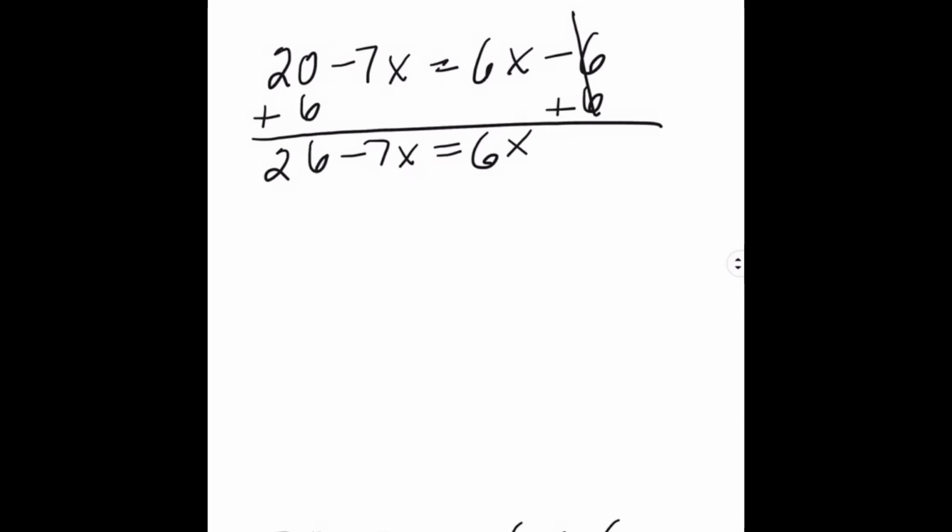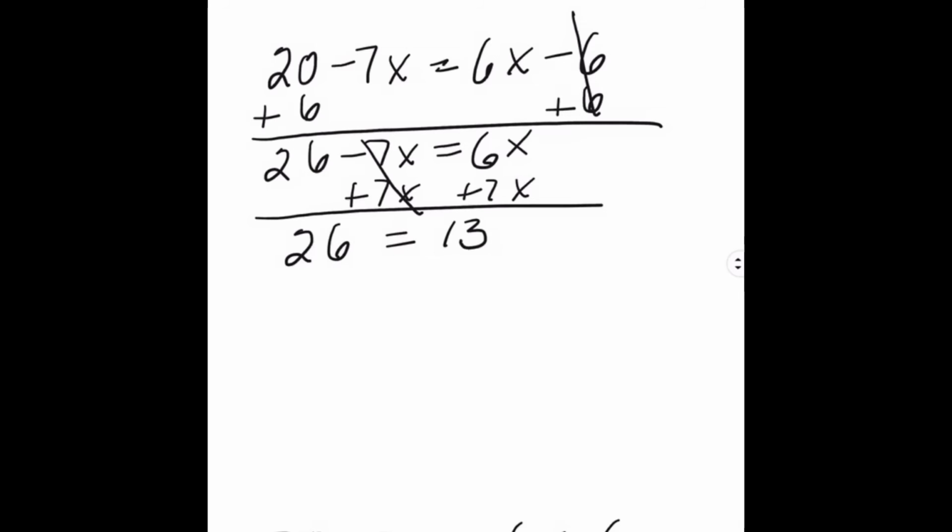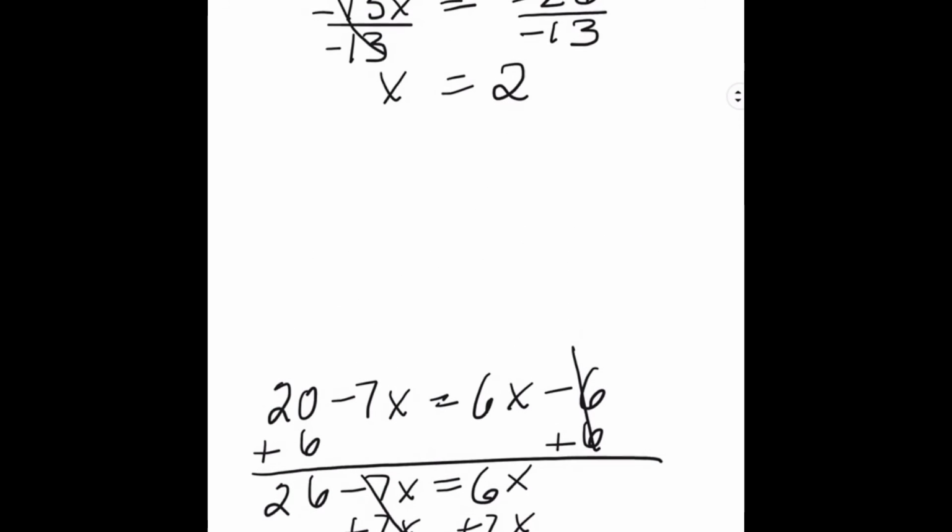Now we need to combine negative 7x with 6x by doing the inverse operation. Add 7x to both sides. Cancels to a 0, leaving 26 equals 13x. Now, we need to do the inverse operation here to isolate the x. The inverse of multiply is divide. What we do to one side, we have to do to the other, leaving us with x equals 2. So both ways we got x equals 2.